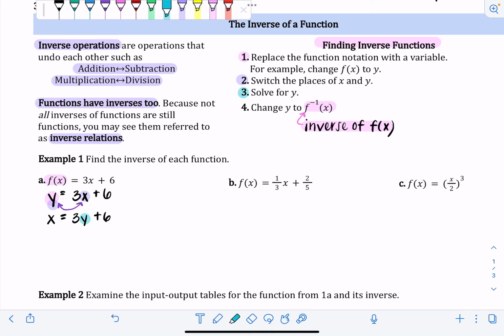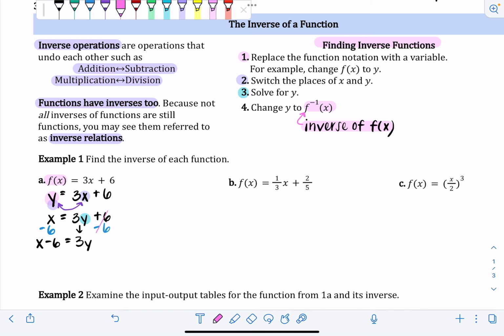That means get y by itself, isolate it. Usually when we're solving, we have to undo addition or subtraction first, most of the time. So I'm going to cancel out that plus 6 right here. The opposite of adding 6 would be subtracting 6, so I have to subtract 6 from both sides. And then this would become x minus 6 equals, bring down my 3y. 6 minus 6 would be 0, and cancel out.